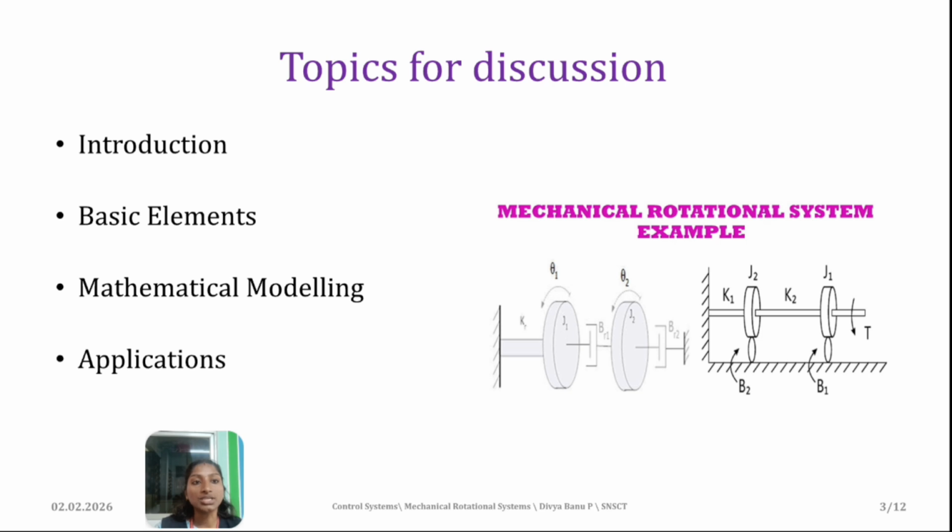The introduction is, there will be a torque and here we are going to consider moment of inertia, which is mentioned as J, and due to that torque there will be an angle, which is theta. And here we are also going to have a spring, which is mentioned as K.